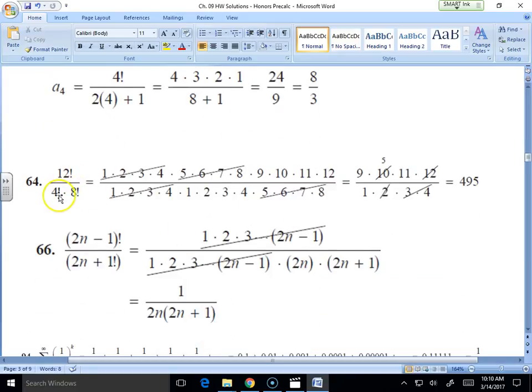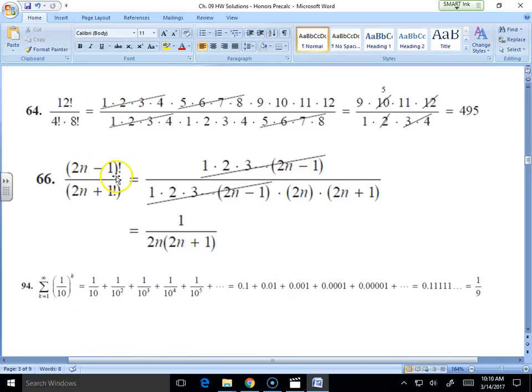Number 64. Oh, this one was so hard. No, it wasn't. 8 factorial cancels out with 8, 7, 6, 5, 4, 3, 2, 1. All you have left is 12, 11, 10, 9 over 4, 3, 2, 1. Simplify, simplify, simplify. Don't use your calculator, you party poopers. Never.